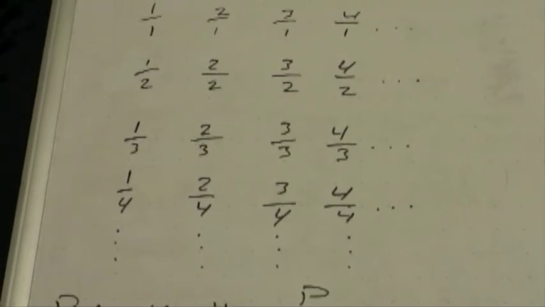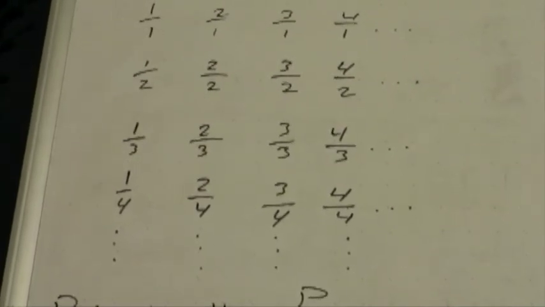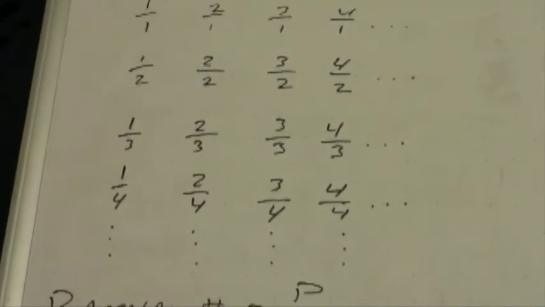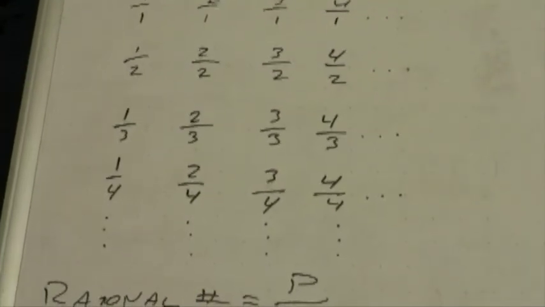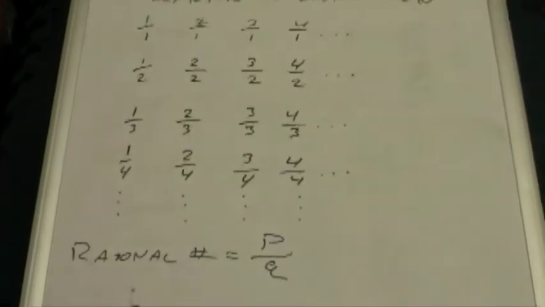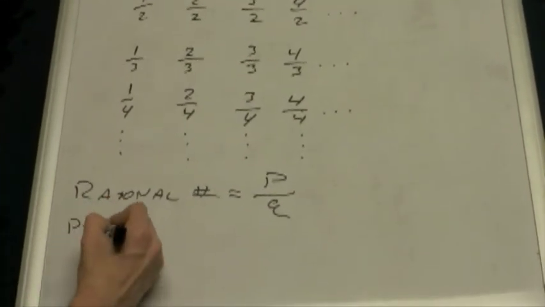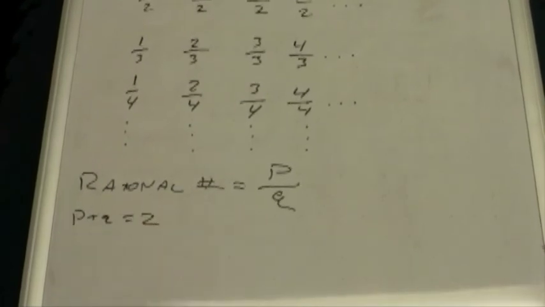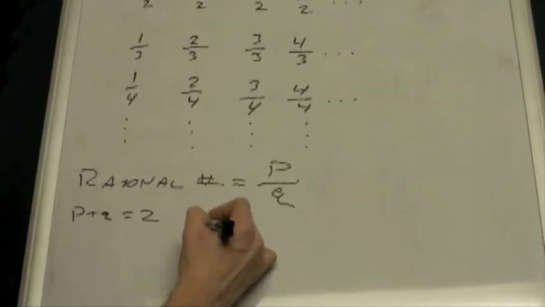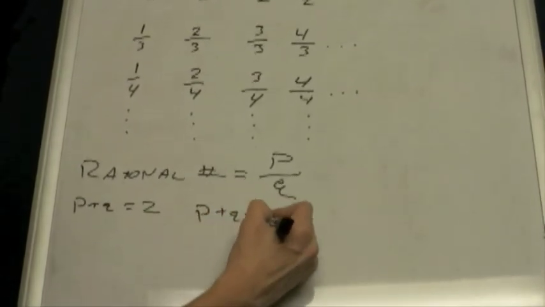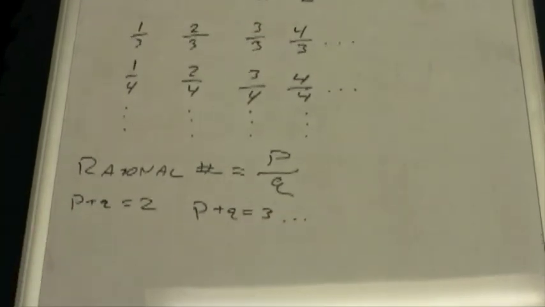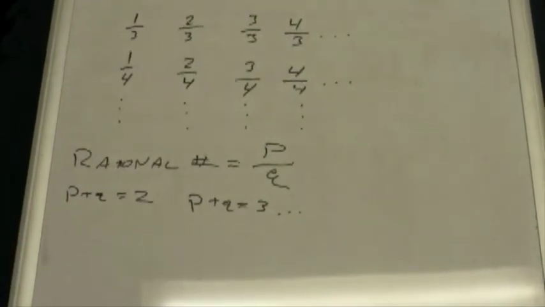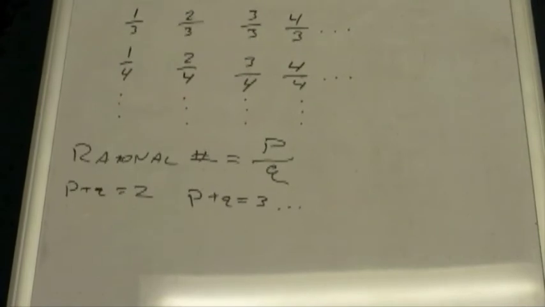So what we want to do is arrange our positive numbers so that way we cover every possible number. So what we will first do is list all the numbers where p plus q is equal to 2. Once we have done that, we'll do all numbers where p plus q is equal to 3, and then so on. So we begin at our grid, top left corner at 1 over 1.